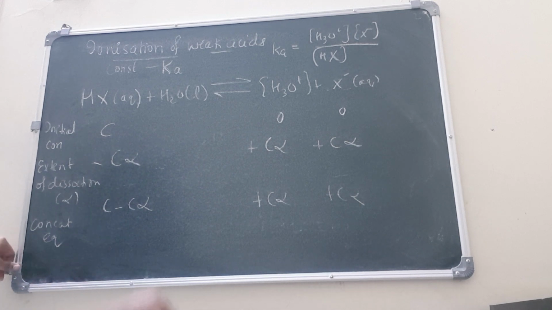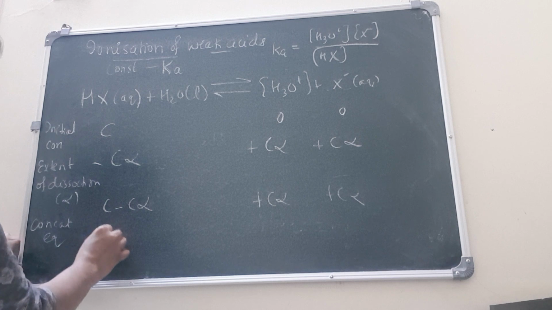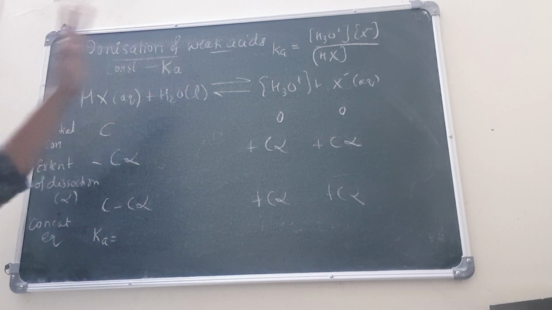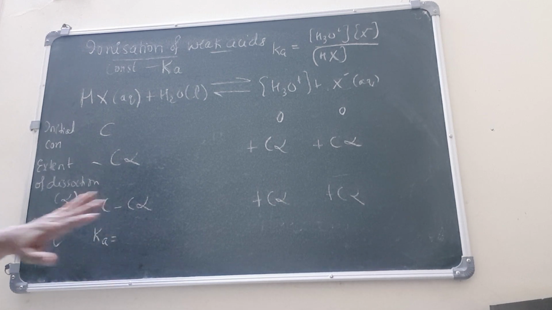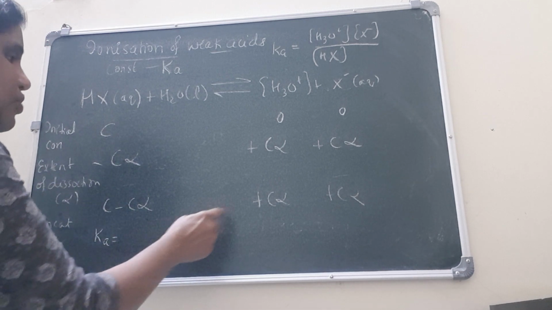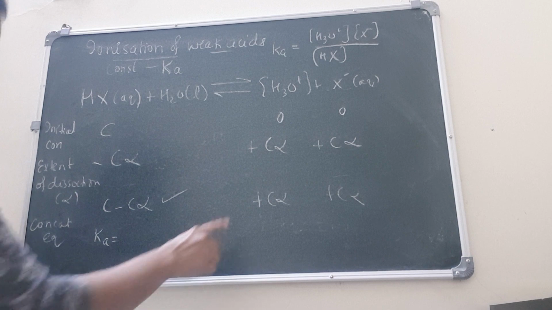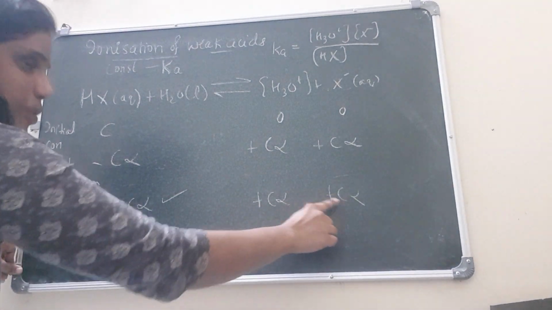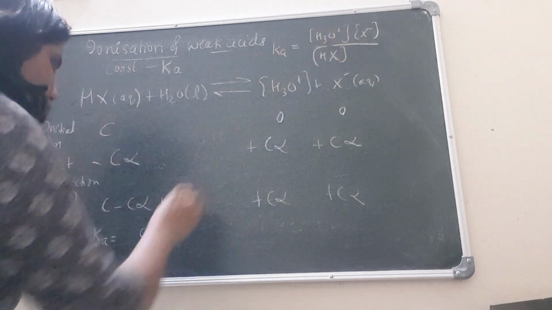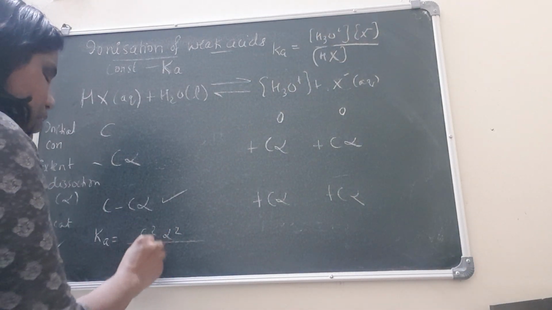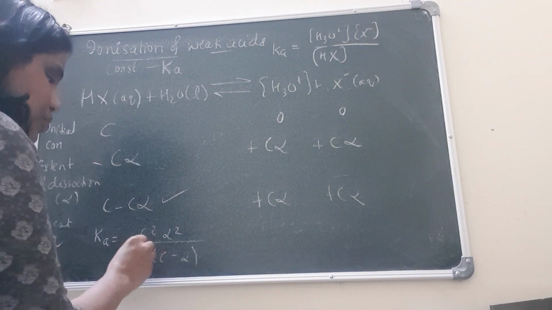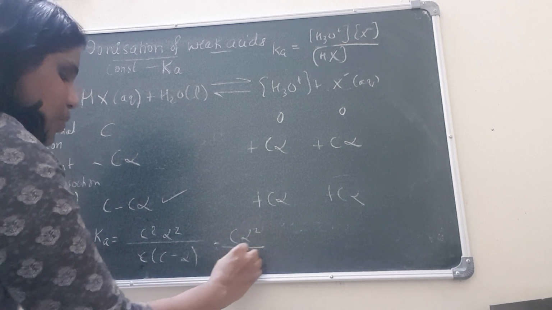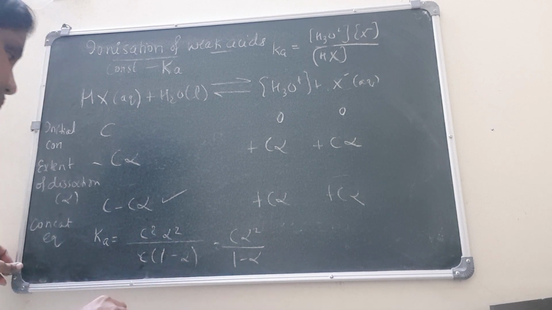Okay, so now if I write an expression for Ka, in all the numericals you're going to make a table like this and just apply the regular formula. You don't have to memorize this formula, I'm just writing it. So this is the equilibrium concentration of the product, C square alpha square, because I multiply these two, divided by the concentration of the reactant. So one C gets cancelled. So it is C alpha square into 1 minus alpha.